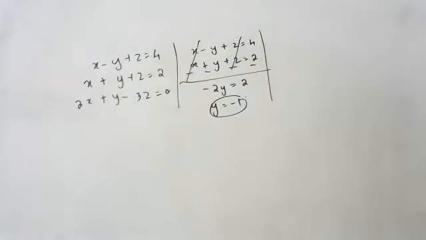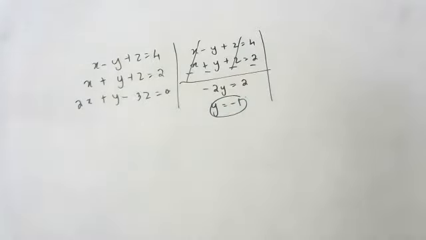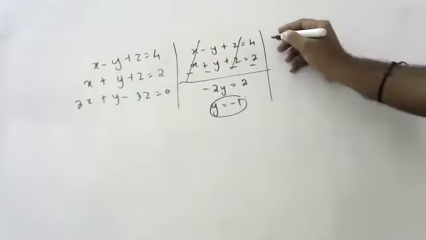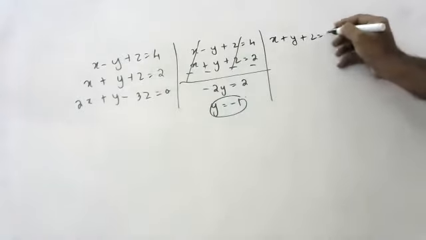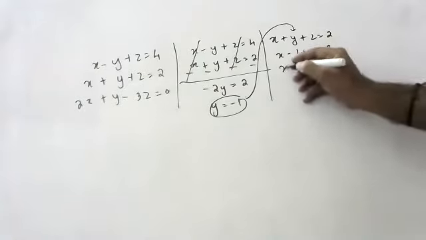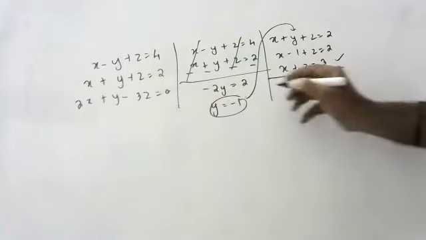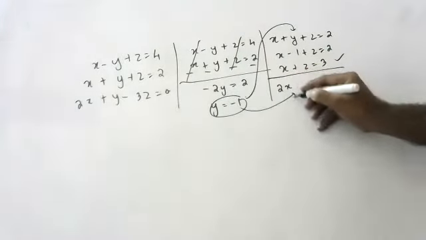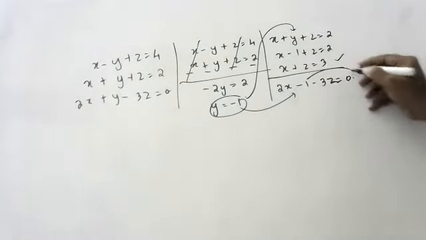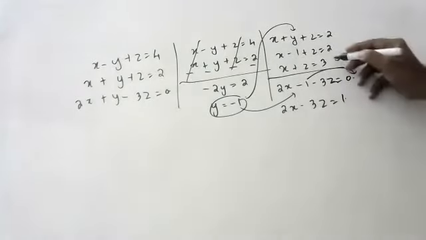Once you got y is equal to minus 1, now you can do anything, children. I will solve another two equations. x plus y plus z is equal to 2. If I put minus 1 here, x minus 1 plus z is equal to 2, so x plus z is equal to 3. This is one equation. The other: 2x minus 1, minus 3z is equal to 0, so 2x minus 3z is equal to 1. Now we have two equations.